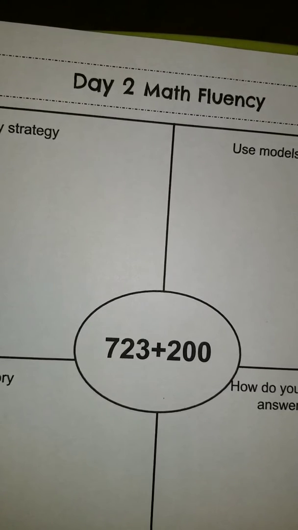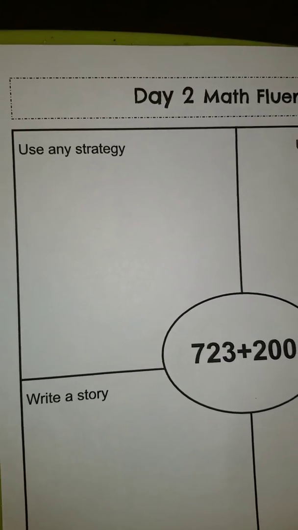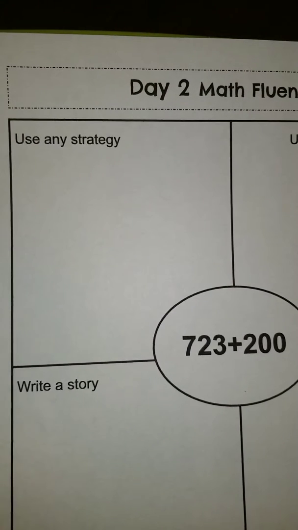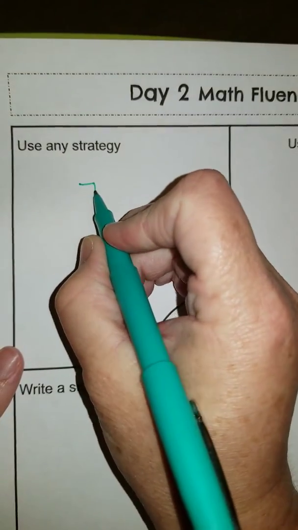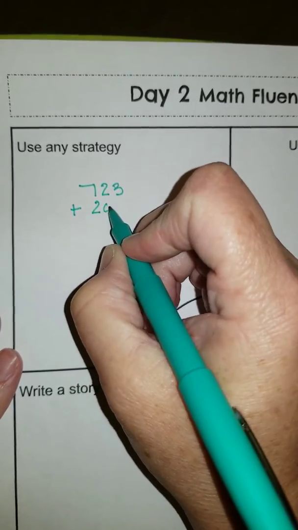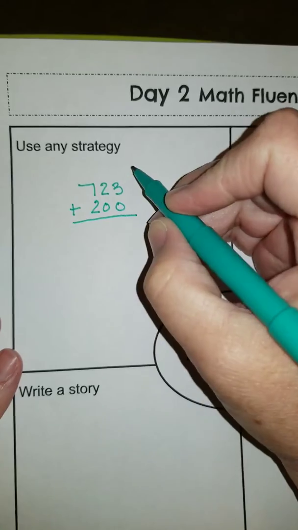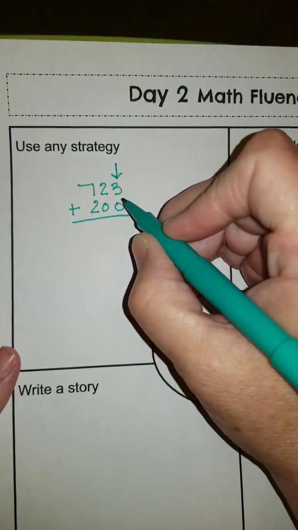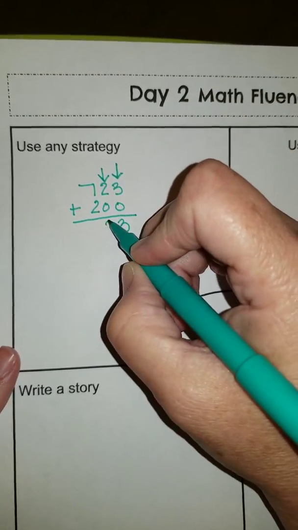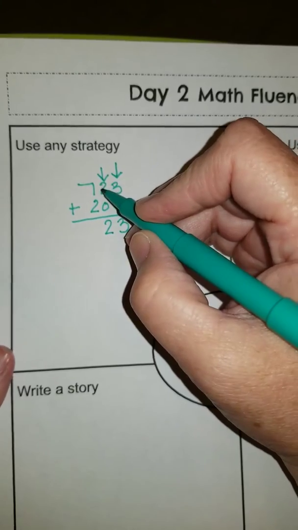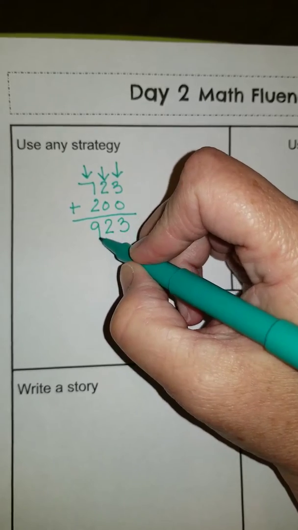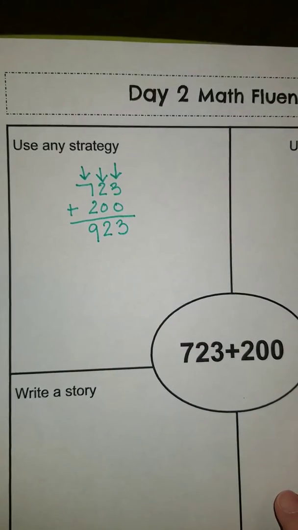All right, you guys, we're going to talk about the day 2 math fluency now. I'm starting with using any strategy to answer 723 plus 200. I'm going to go ahead and set it up like this. 723 plus 200. And I'm going to go ahead and solve by doing my ones first. 3 plus 0 is 3. Then my tens, 2 plus 0 is 2. And then I'm going to go ahead and do my hundreds. 7 plus 2 equals 9. So there I solved it using any strategy.